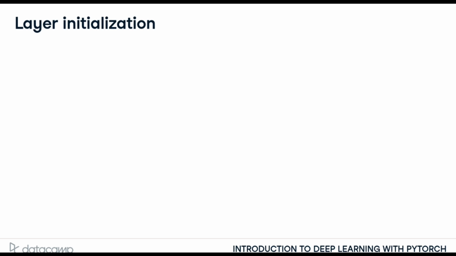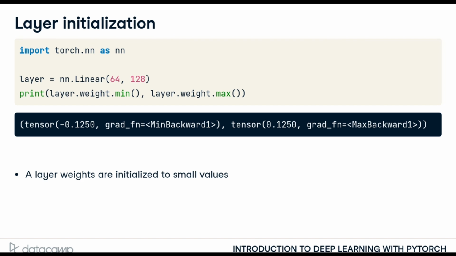Data normalization scales input features for stability. Similarly, the weights of a linear layer are also initialized to small values. This is known as layer initialization. Let's create a small linear layer and check its weight range. We observe that the weights are between negative 0.125 and positive 0.125.